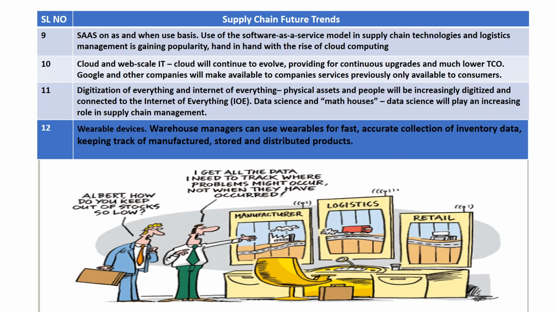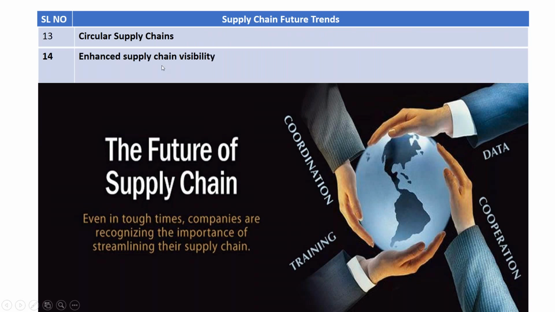And then digitization of everything and internet of everything. Yes, of course, it's a key thing. Then wearable devices. Warehouse managers can wear important gadgets so that they will sense what is happening in terms of shortages, spoilage, and sometimes thefts. Because visibility is the main problem of a supply chain manager; things are still not visible. And then circular supply chain, as I mentioned, and enhanced supply chain visibility.